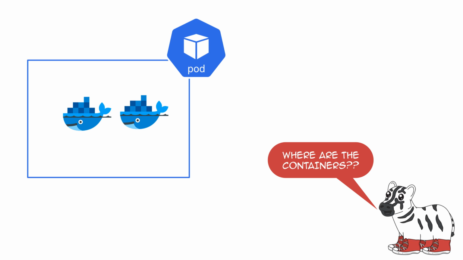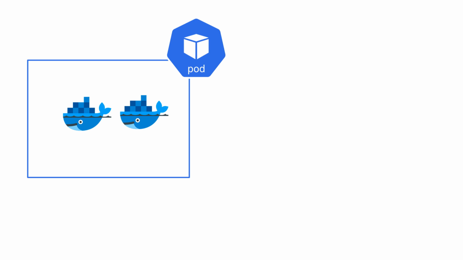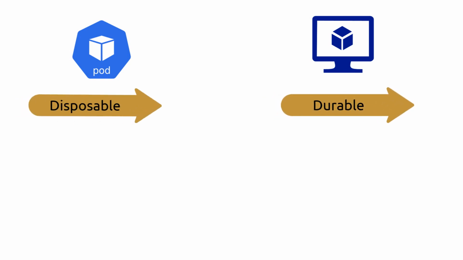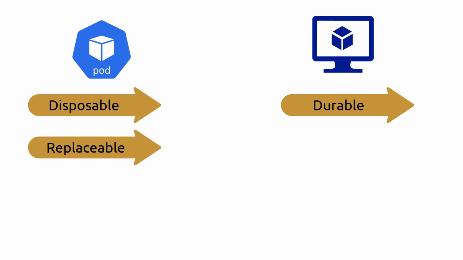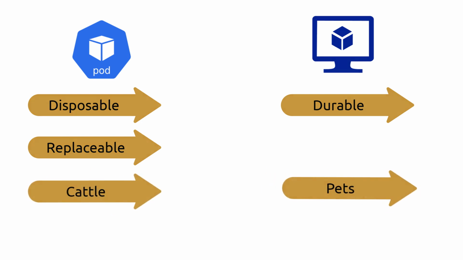Let's start off with why it's called pods. It's called pods because a group of whales is called a pod. It goes with the whale theme for the Docker containers. In general, pods are not like your virtual machines, which are durable. Pods are to be treated as disposable and replaceable. In other words, if one pod dies and gets replaced by another pod, it shouldn't affect the functioning of the application. You can think of pods more like cattle and virtual machines as pets.